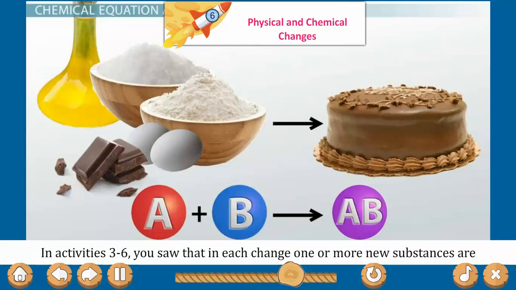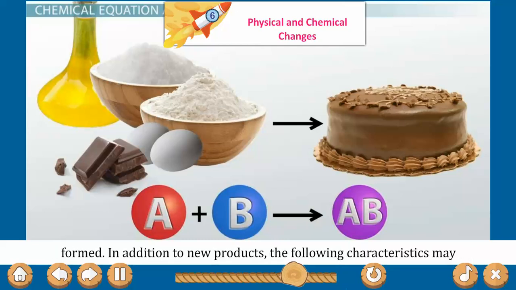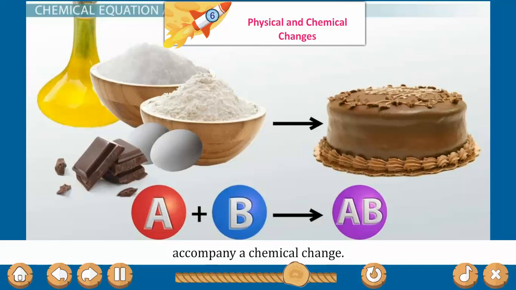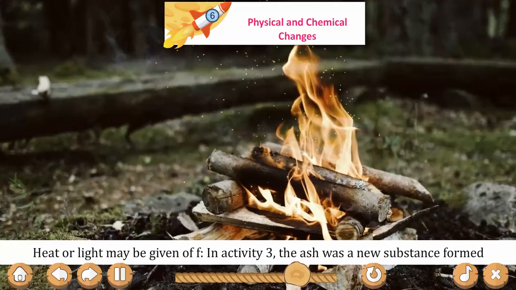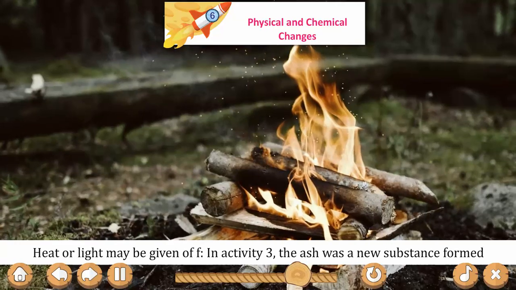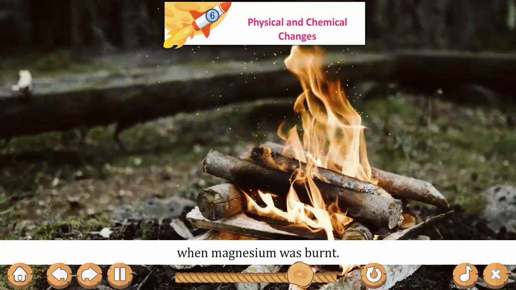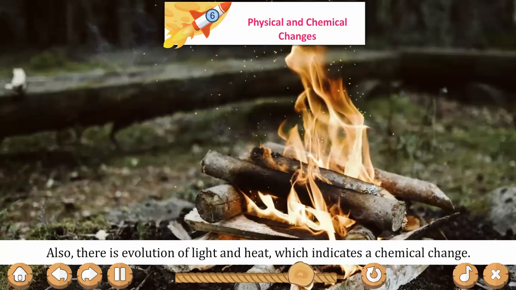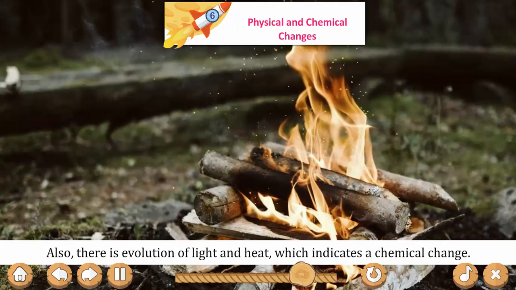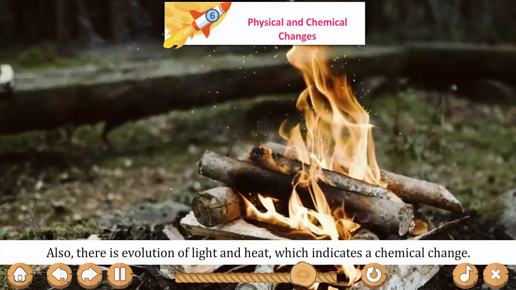In activities 3 to 6, you saw that in each change, one or more new substances are formed. In addition to new products, the following characteristics may accompany a chemical change. Heat or light may be given off. In activity 3, the ash was a new substance formed when magnesium was burned. Also, there is evolution of light and heat, which indicates a chemical change.